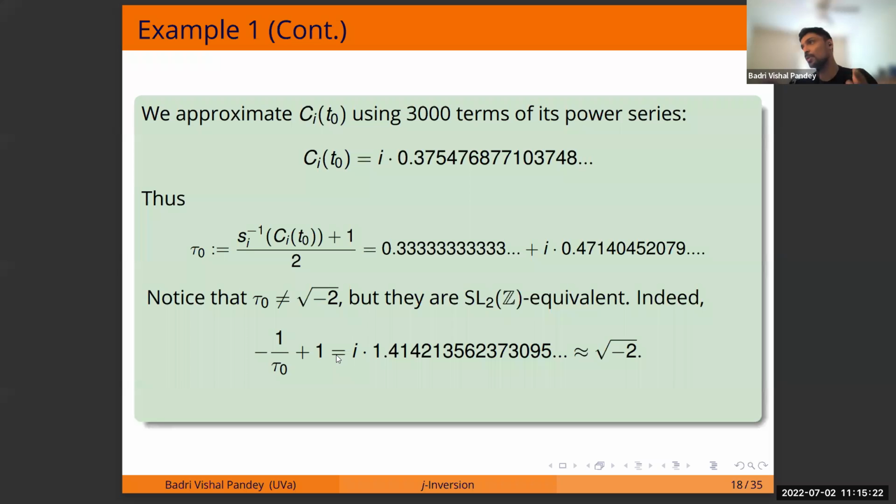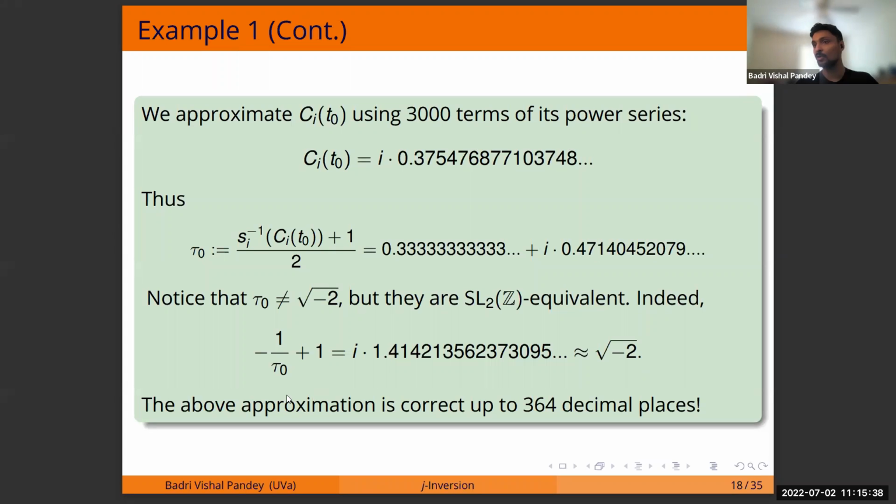What you want to do is send your square root of -2 in the fundamental domain, as well as this point. And you can do that. When you do that, you get this formula, how you approach in the fundamental domain, and you get this value, which is approximately equal to square root of -2. And when you do the computations, it turns out that this approximation is correct up to 364 decimal places. So this verifies that indeed j of square root of -2 is equal to 8,000.